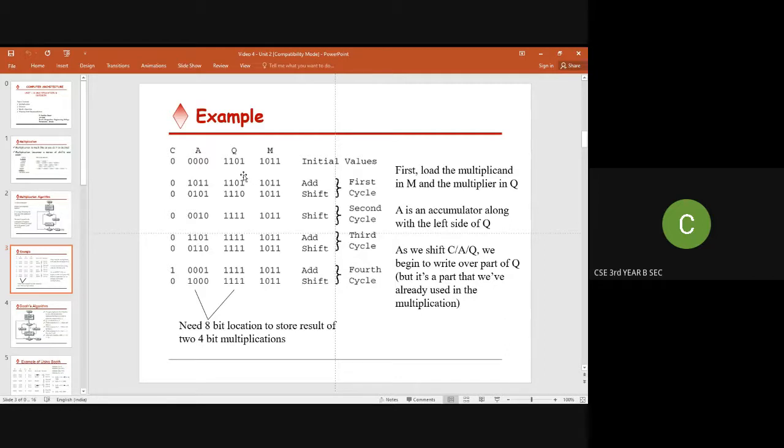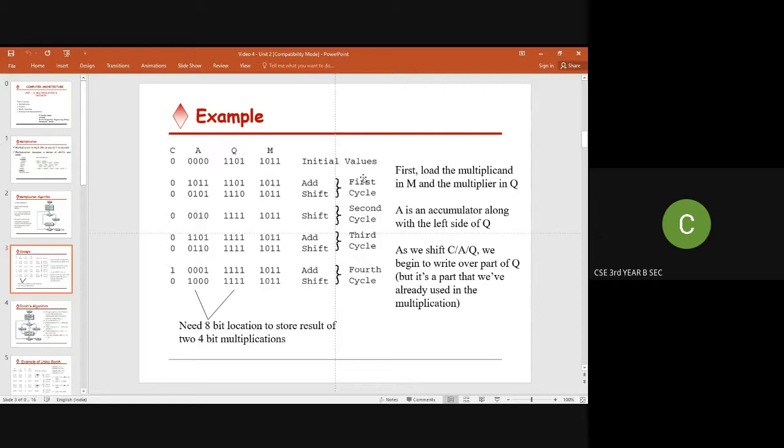Look at this. Here, M is the multiplier 1011 and Q is the multiplicand 1101. Sorry, M is the multiplicand and Q is the multiplier. And here A is the accumulator, we all know. Initially the A value is 0000 and the C value is also 0. At first the count value is equal to 4, since there are 4 bits in the multiplier 1101, so the count value is equal to 4.